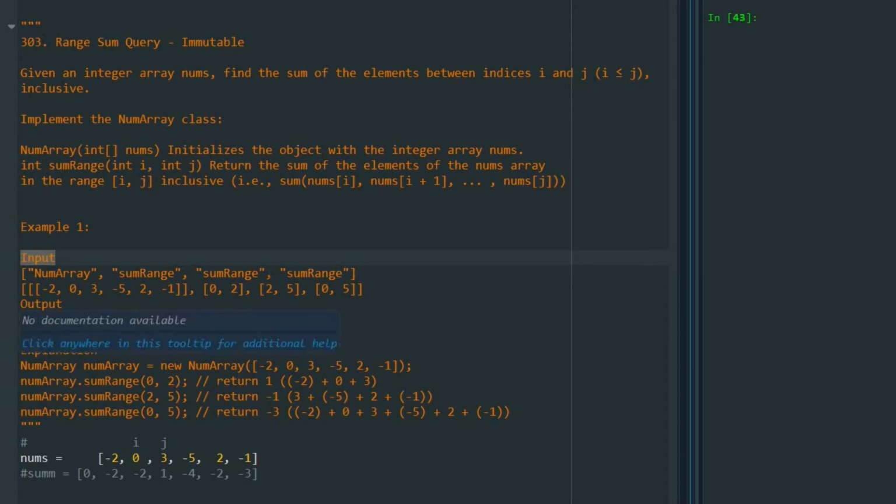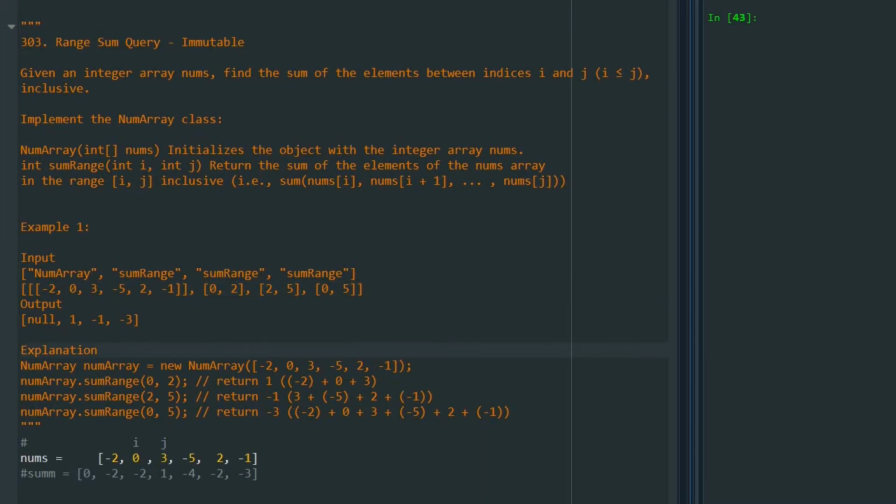Hello, in this video we are going to go over the solution of the problem 303. Imagine that we are given an array like this one, and the question is asking us to find the summation between two indices. For example, for indices 0 and 2, the summation should be positive 1. Or for example, for 0 to 5, the summation should be minus 3.